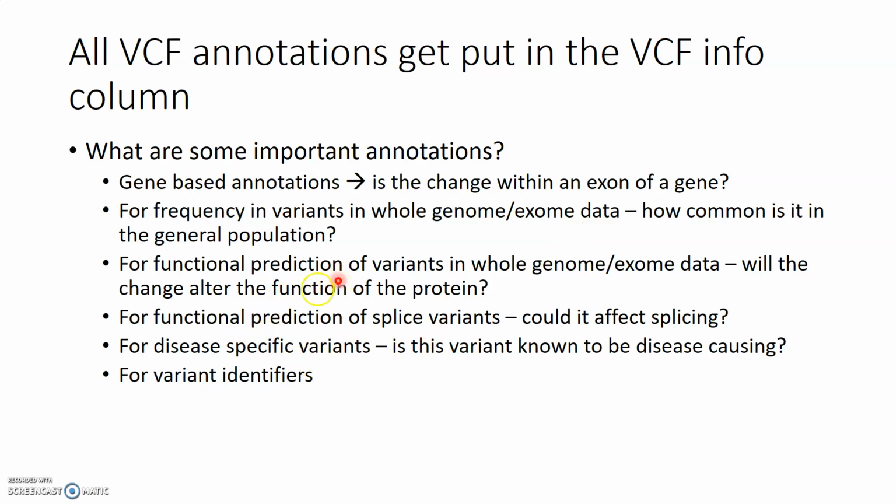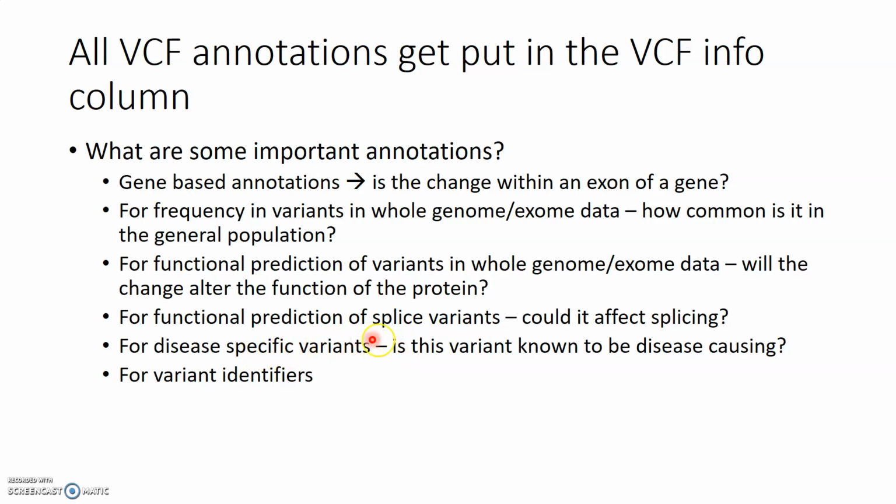We can perform things like functional prediction in our exome data, right? So will the change alter the function of the protein? And so we base this on a number of things. We base it on what we know about the side chains of those amino acids, how they actually behave, how they cause the protein to fold differently, what the function of that protein is, a number of things to functionally predict how a change at that particular nucleotide base will impact the amino acid that's eventually produced.